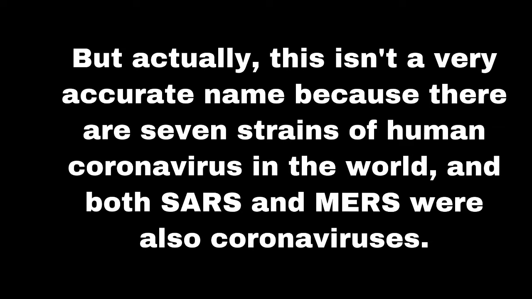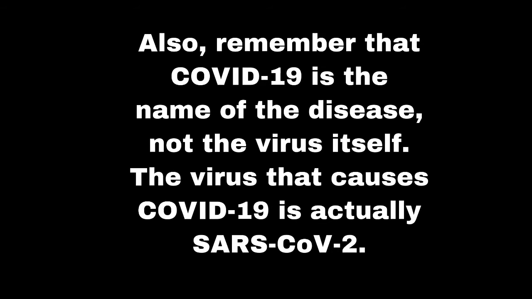memories. But actually, this isn't a very accurate name because there are 7 strains of human coronavirus in the world, and both SARS and MERS were also coronavirus. Also, remember that COVID-19 is the name of the disease, not the virus itself. The virus that causes COVID-19 is actually SARS-CoV-2.